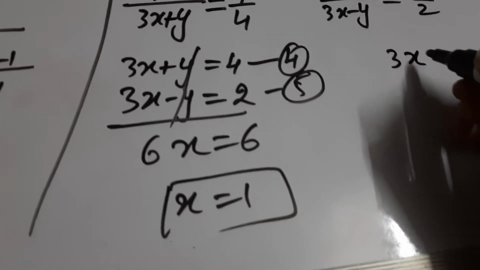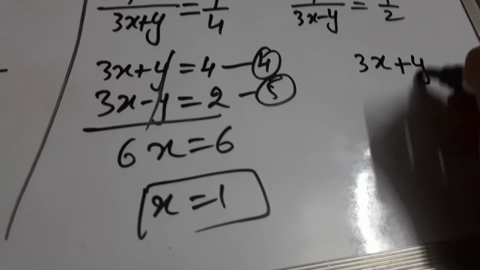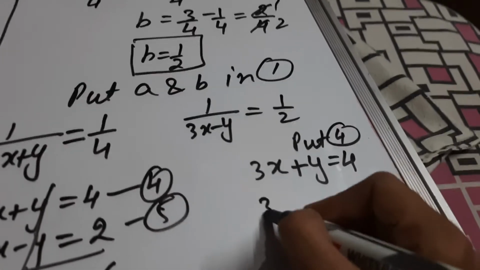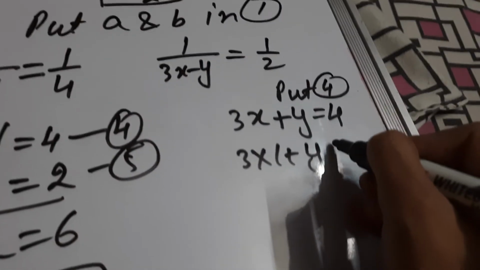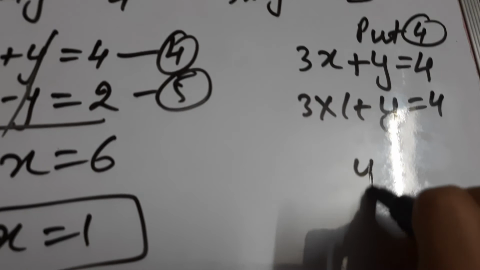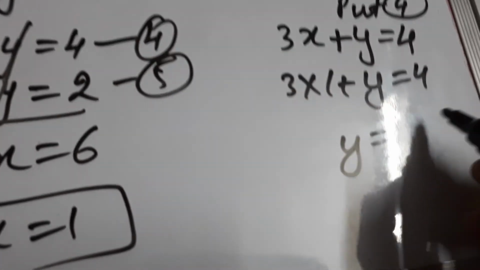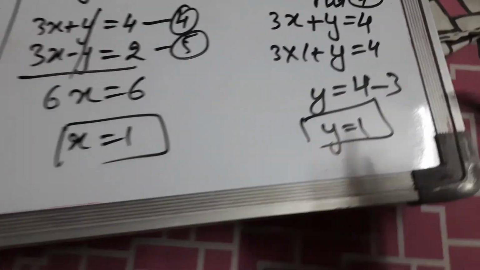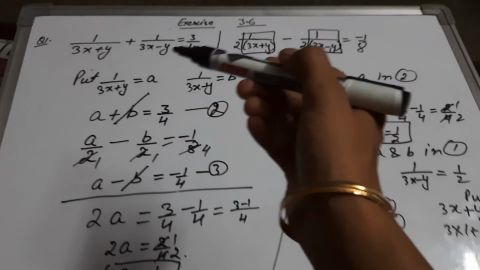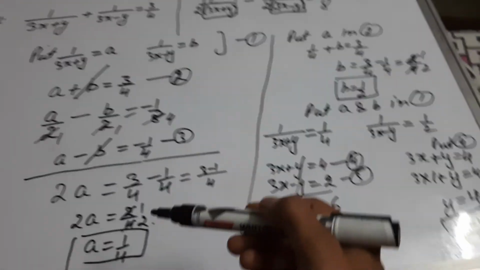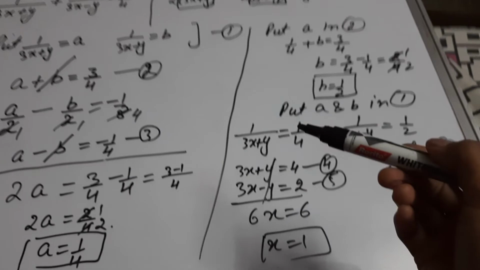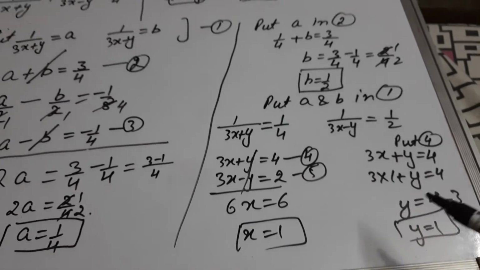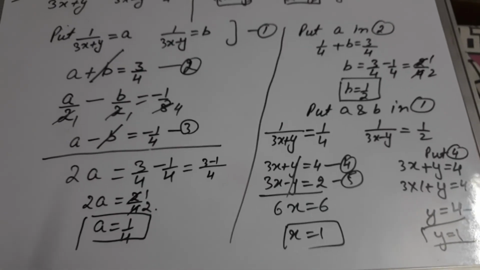So 3x plus y is equal to 4. Put in 4th equation. So 3 into 1 plus y is equal to 4. So y is equal to 4 minus 3, 3 into 1 is 3, that is y is also 1. So in this way you will get. So remember, the first step, take a, b, get the value of a and b by elimination. Then by putting the value of a and b, you will get again the two equations. Solve them in the same way, you will get the value of x and y. So that's it.